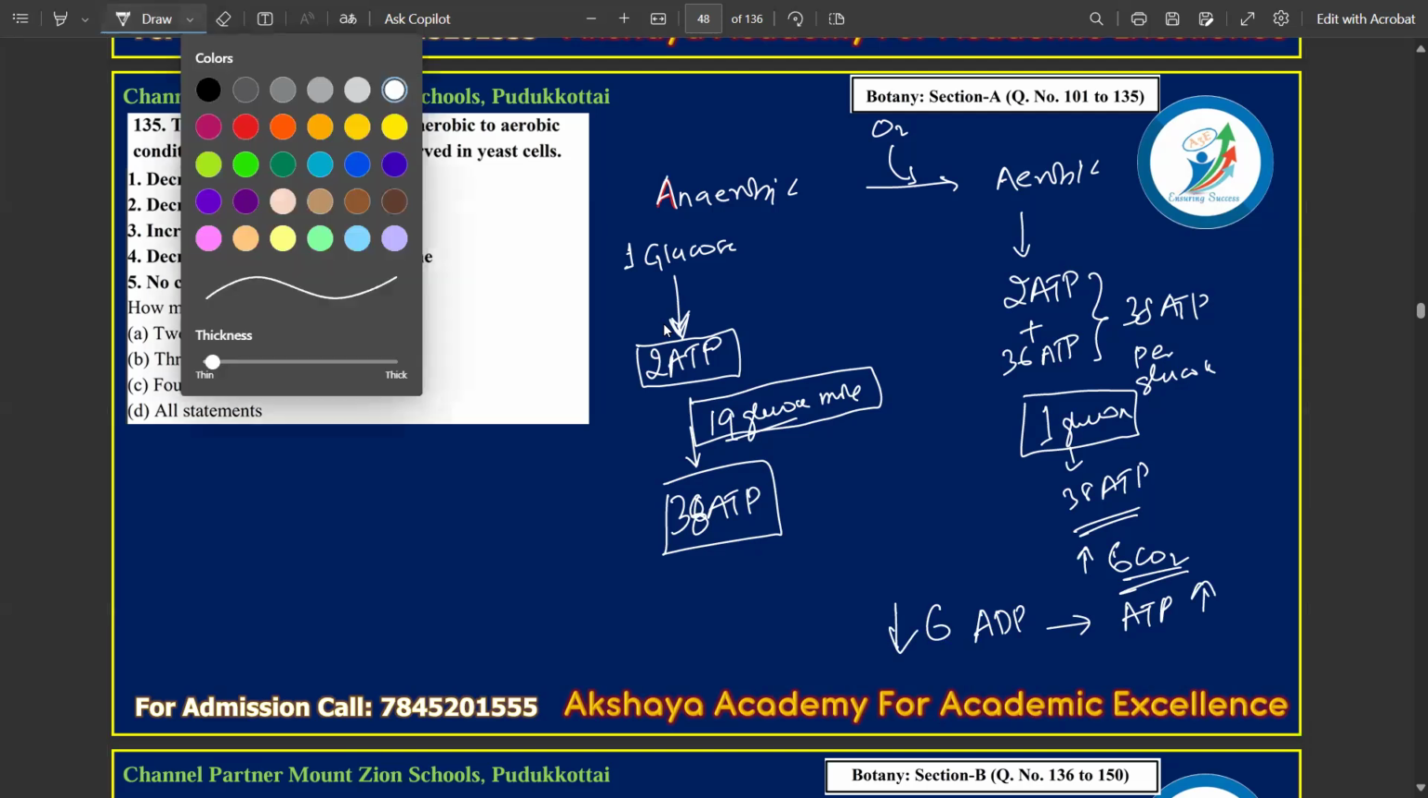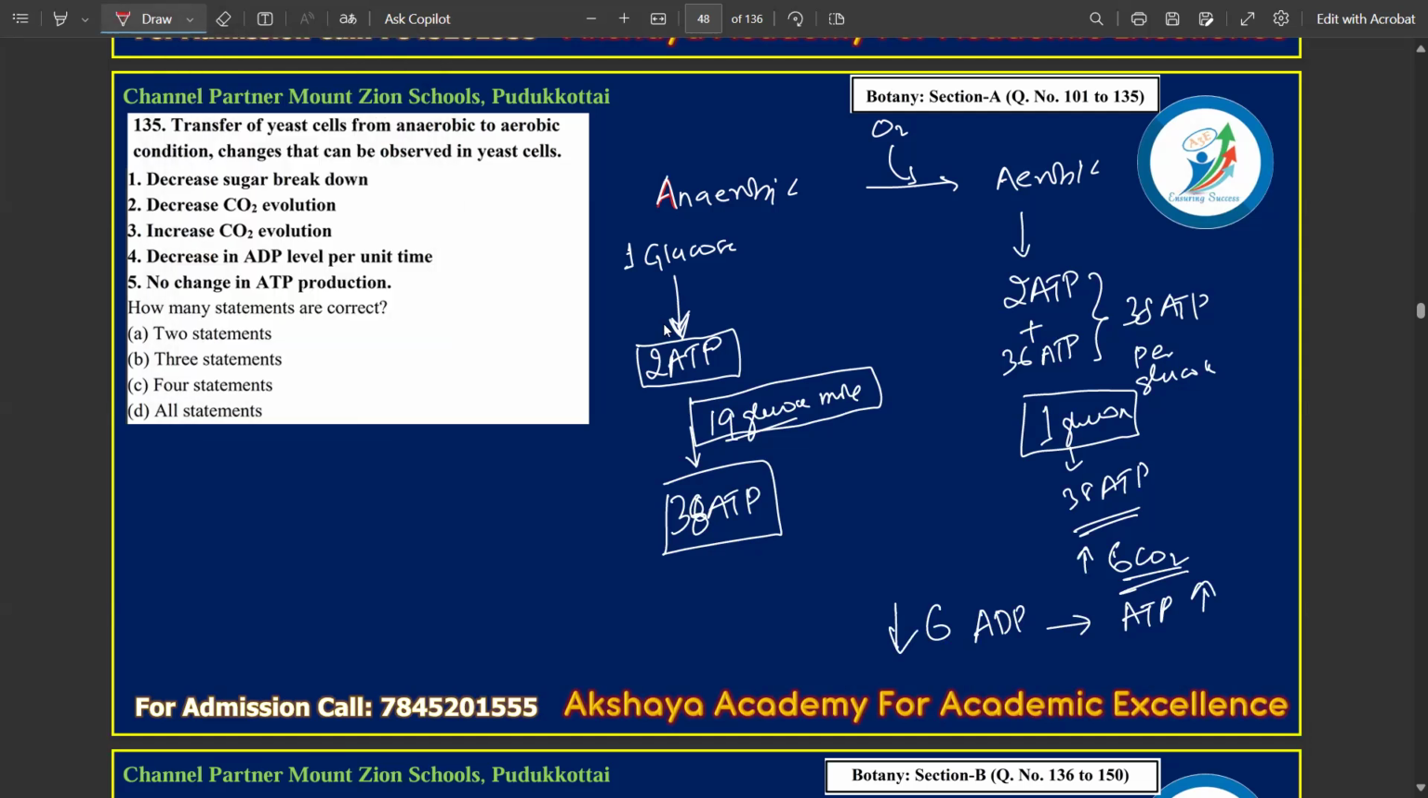So if you check the statements: the first, decrease in sugar breakdown, is true. Decrease in carbon dioxide evolution is false. Increase in carbon dioxide evolution is true. Decrease in ADP level per unit time is true. No change in ADP is false. So there are three true statements: statement number 1, statement number 3, and statement number 4. Option B contains these three statements. So the answer will be option B.